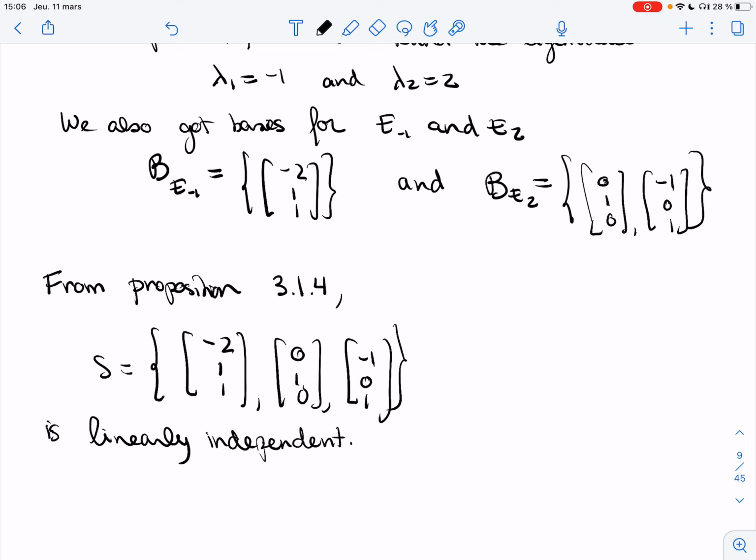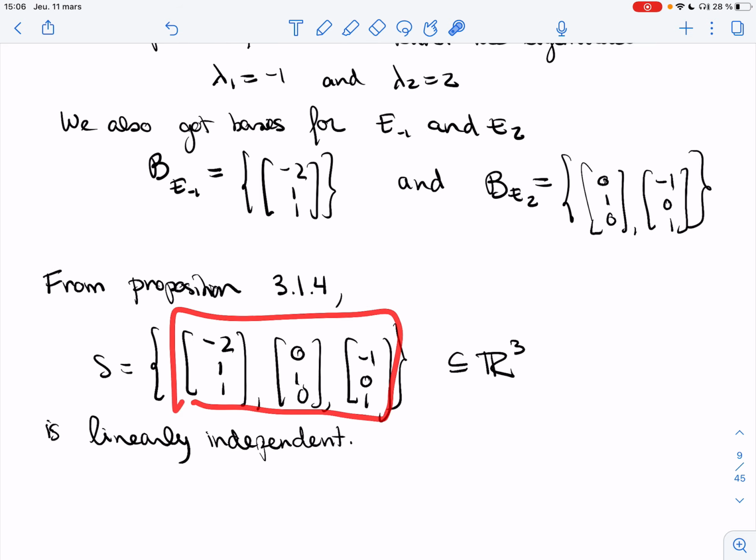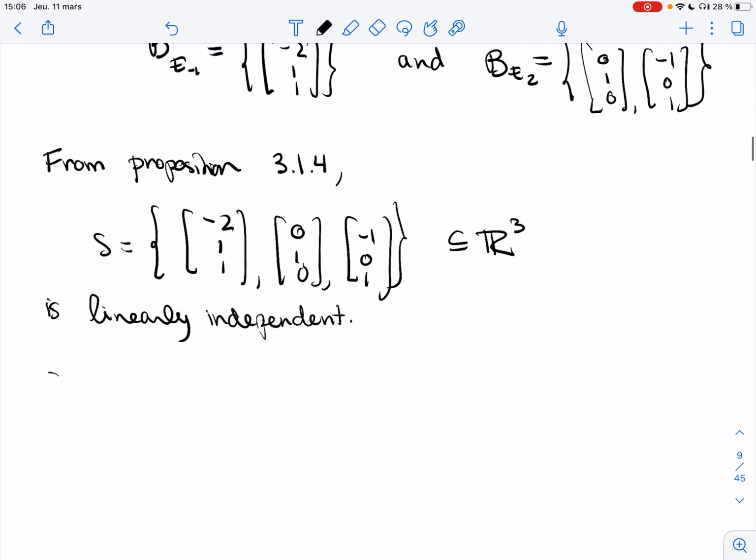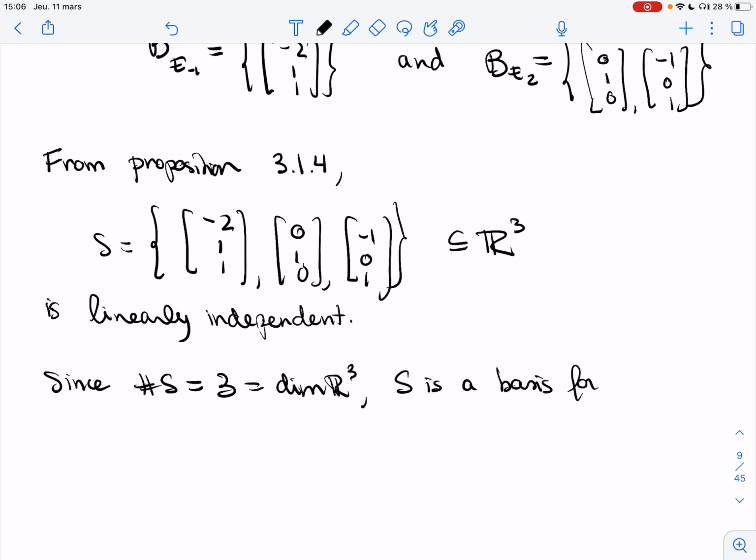And so this is linearly independent in R3, and R3 has dimension 3, and I already have 3 elements. So since the number of elements in S is 3, which is the dimension of R3, S is a basis made of eigenvectors.